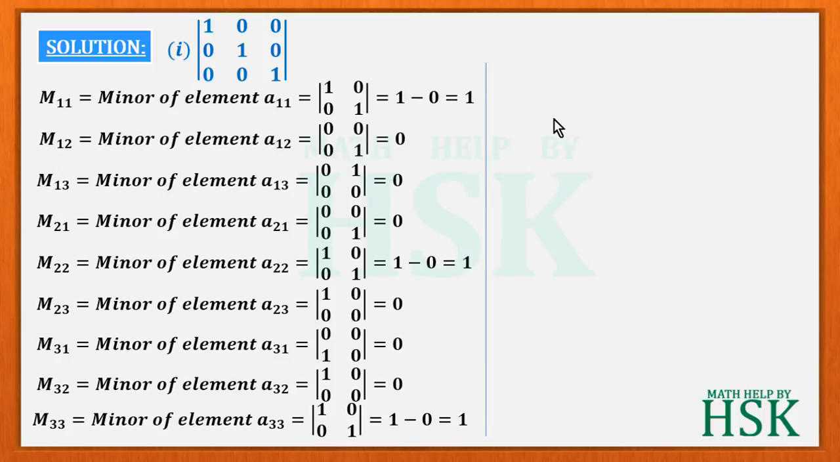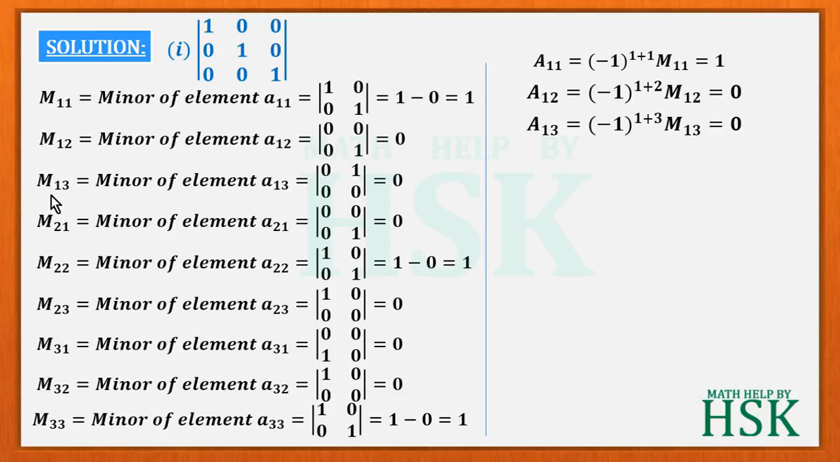Now we have to calculate the cofactors. So the cofactor of the element located at first row first column, that is 1, is represented by A11, and similarly the other cofactors. So A11 is equal to (-1) to the power of 1 plus 1 times M11, or 1, because this will be plus 1 and M11 is 1. A12 would be equal to 0 because M12 is equal to 0. A13 would be equal to 0 because M13 is equal to 0. A21 would be equal to 0 because M21 is equal to 0.